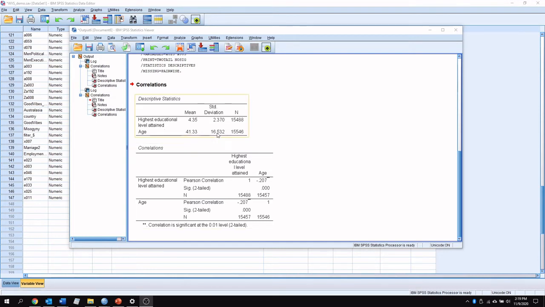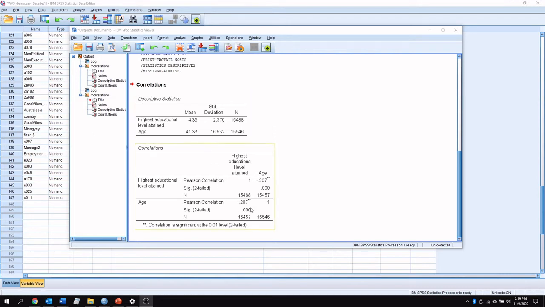But if we have an average age of 41 and a standard deviation of 16, that's a lot of people in their 50s and 60s who went to school at a time when it was just a lot less likely to go to college. So after thinking about it a little bit more, it actually makes more sense.